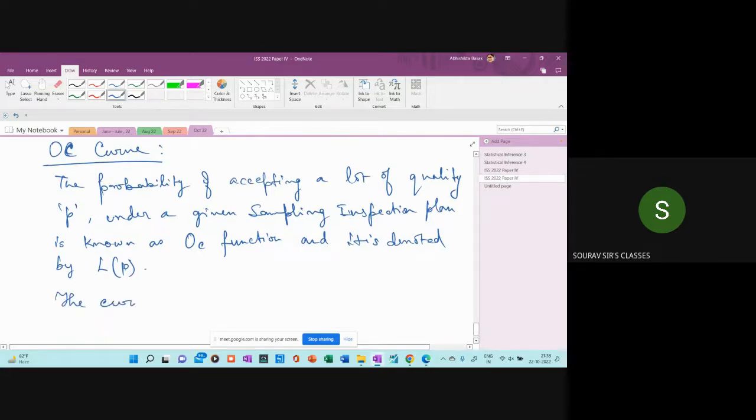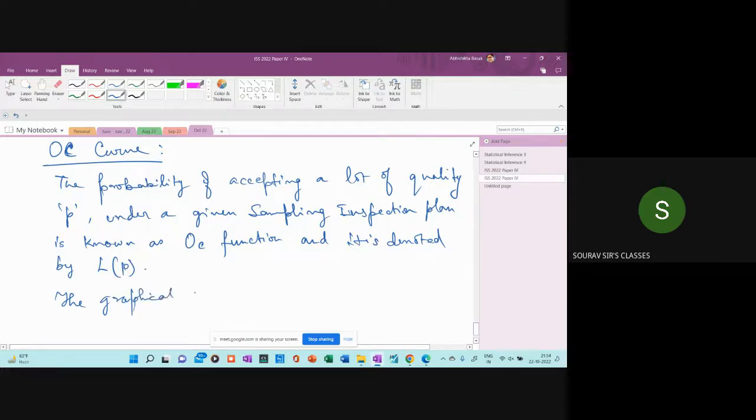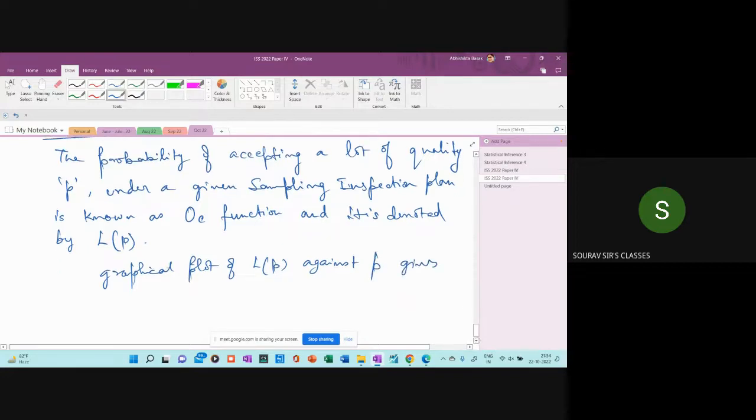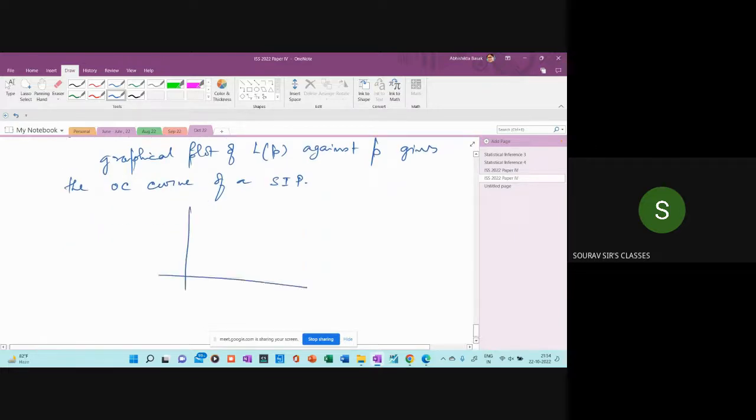Rather, we should say the graphical plot of L(P) against P gives the OC curve of a SIP. SIP is the sampling inspection plan.